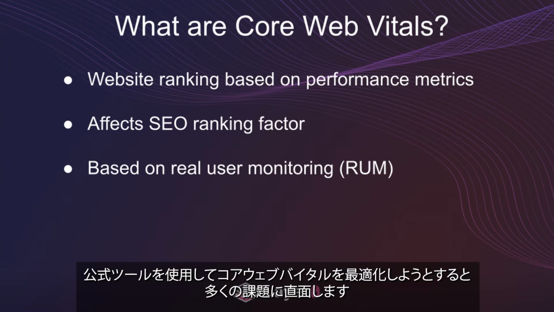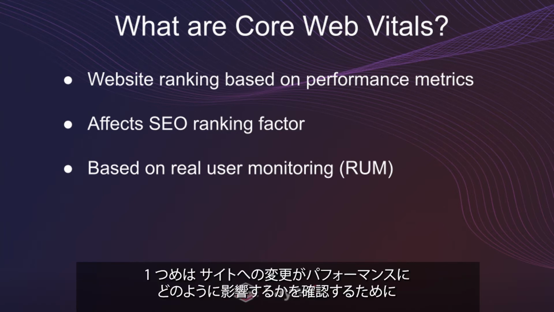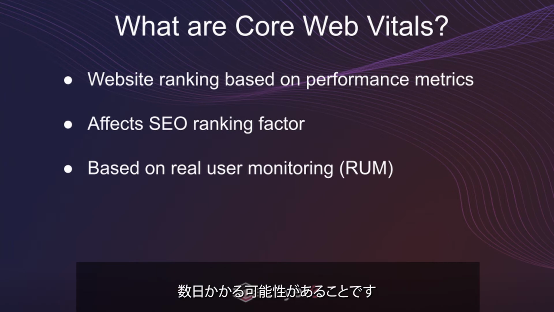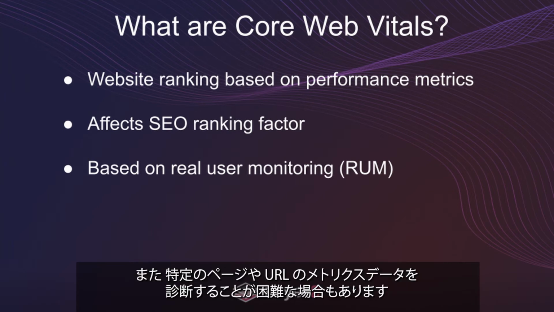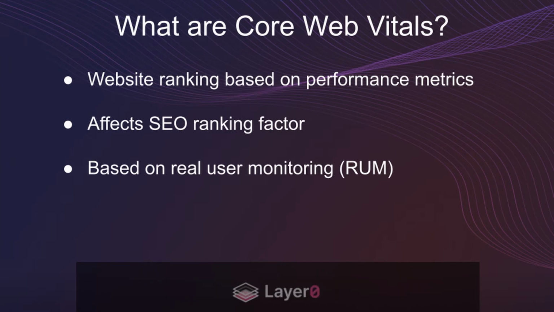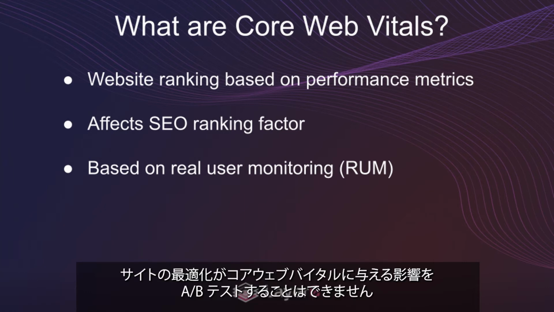Optimizing Core Web Vitals using the official tools presents a number of challenges. For one, it could take up to a few days to see how changes to your site affect performance. It may also be difficult to diagnose metrics data based on a specific page or URL. And even after making changes to your site, it's impossible to A/B test the impact of site optimization on Core Web Vitals.